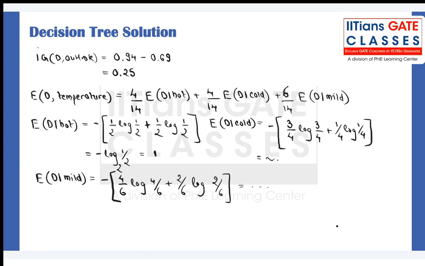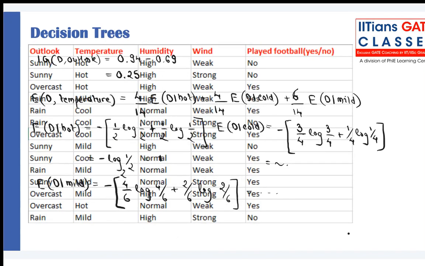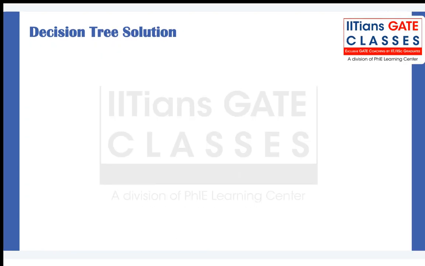And then again, the formula for information gain is the same. So information gain is nothing but the parent minus the weighted child entropy: 0.94 minus 0.911, which is 0.03.